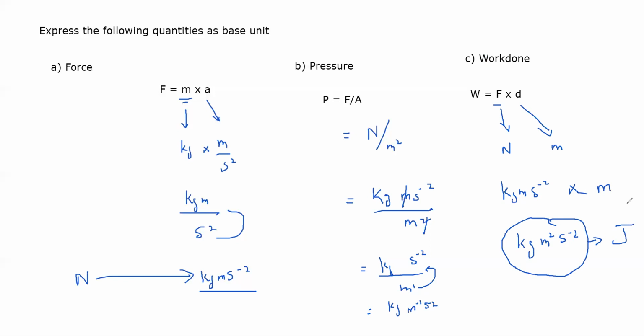Is it clear? We derive these quantities as base units. So if a question asks for the base unit of force, the base unit of force is not Newton. The base unit for force is kilogram meter second minus 2. If it is a derived unit, then it's Newton. Same thing: kilogram meter minus 1 second minus 2 is equivalent to Pascal. So if we say express pressure in terms of base units, it is kilogram meter minus 1 second minus 2. And work done is kilogram meter square second minus 2.